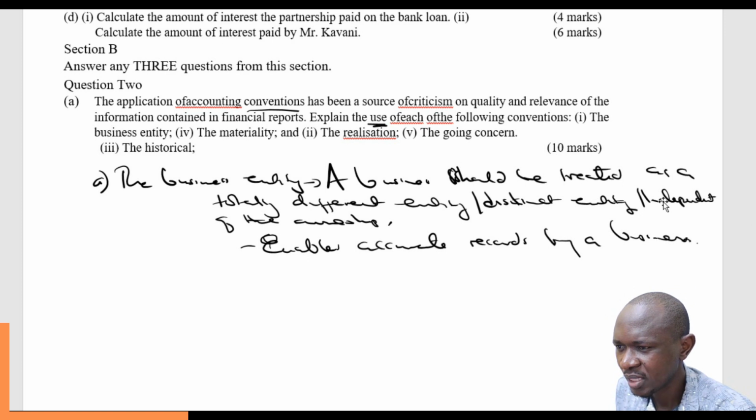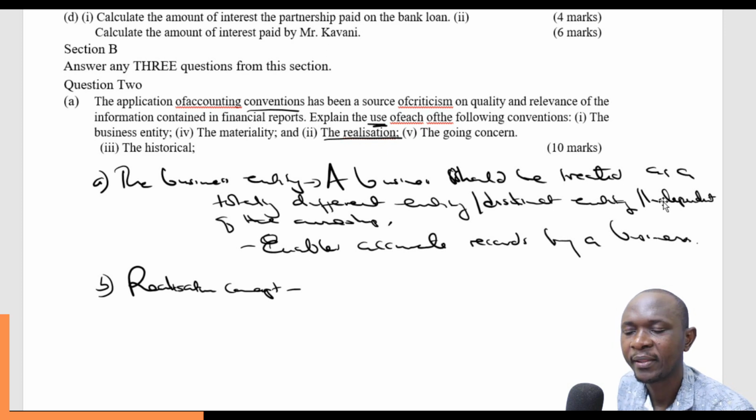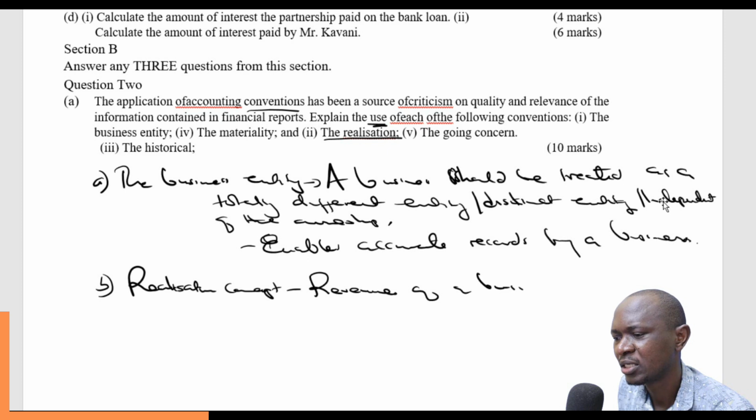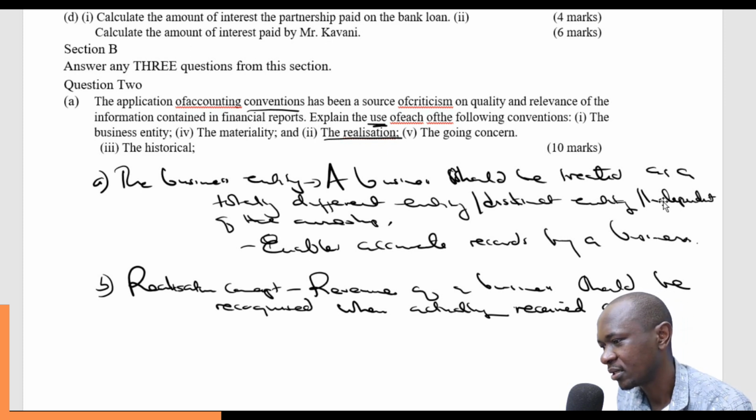Then number two, I think, is this one. The realization concept, and the concept and the convention. So, the realization concept. Now for the realization concept, this one simply states that the revenues, basically talks about the revenues. The revenues of a business should be recognized when actually received. When actually received, or let's just leave it at that. The revenues of a business should be recognized when actually received.